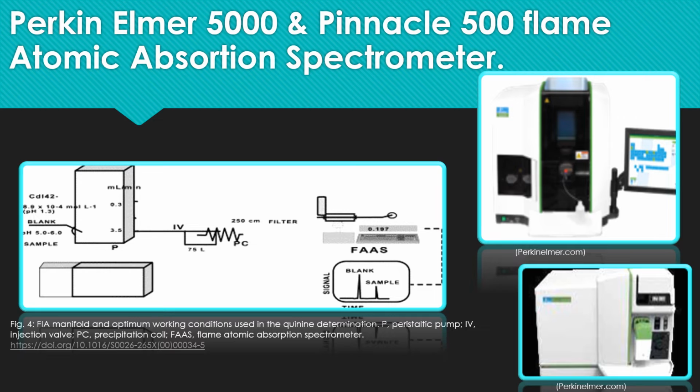To combat this, most recently, there are the latest atomic absorption spectrometers available, such as the Perkin Elmer 5000 and the Pinnacle 500 flame atomic absorption spectrometer. Nevertheless, all types of interferences should be considered.